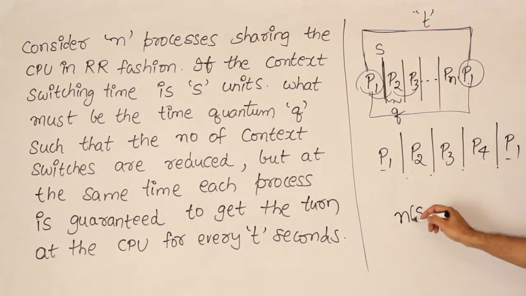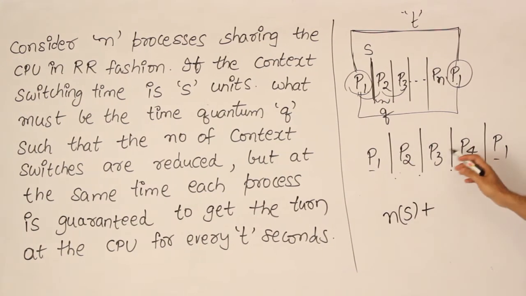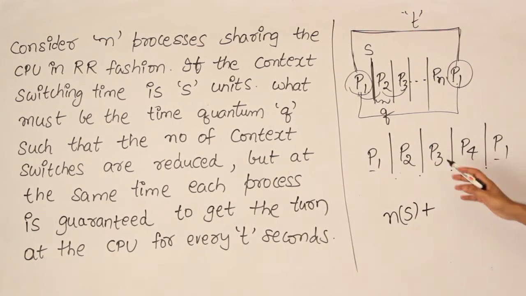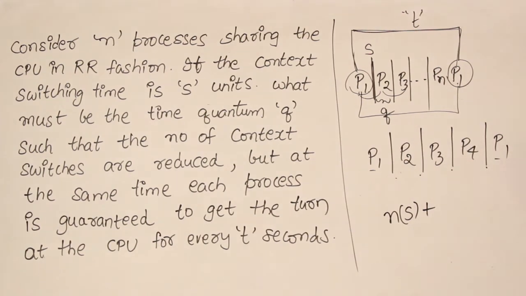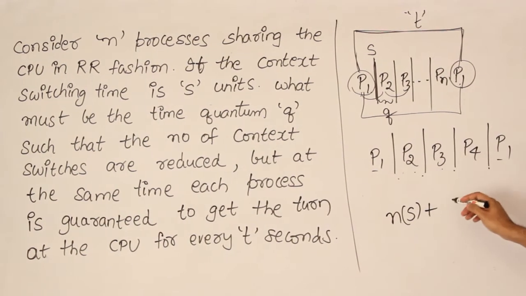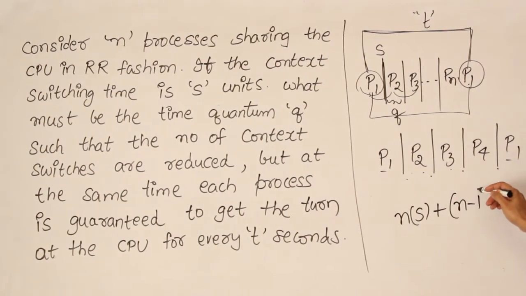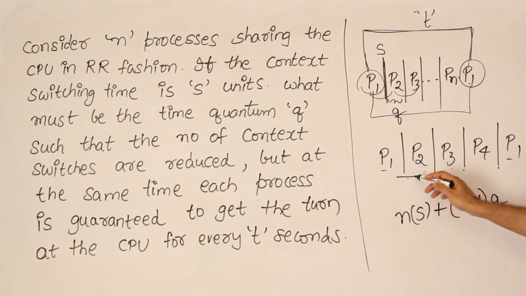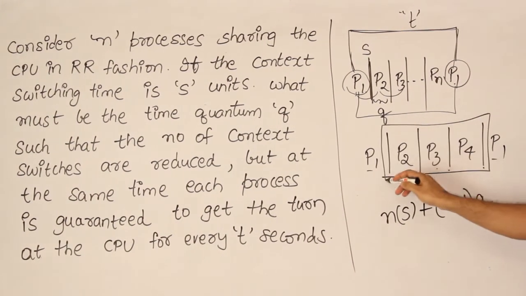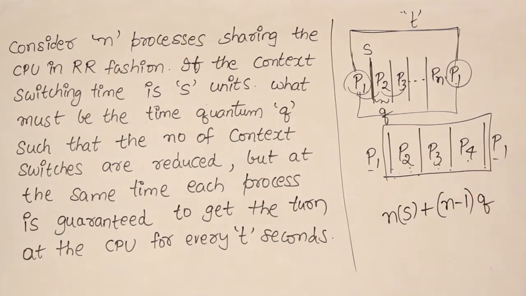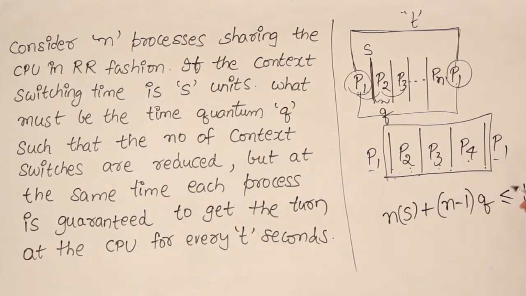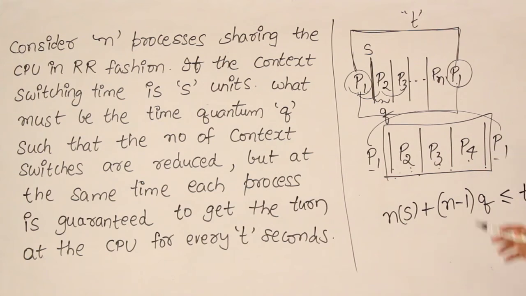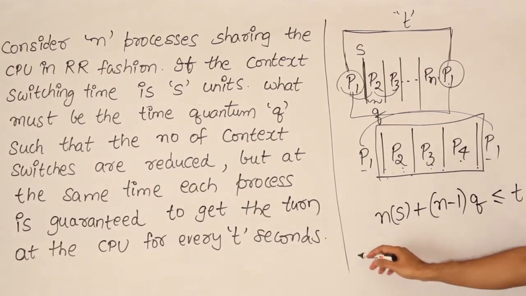This is the time, plus before the same process gets executed, how many processes get the quantum time in the middle? 1, 2, 3, which means n minus 1. N minus 1 processes will get a quantum time of q. So this entire time, including the context switches and the execution time, should be less than or equal to t. Then only will a process get executed twice within time t.